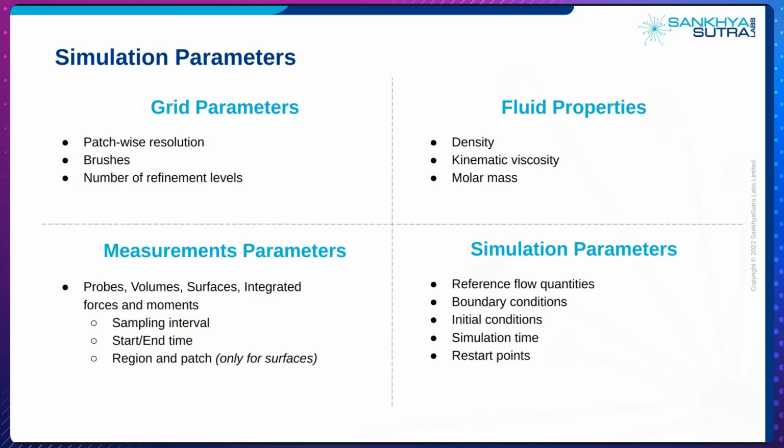And then come the global simulation parameters, which are the kind of quantities that the user wants to monitor during the simulation, such as forces and macro quantities such as density, velocity at specific points. The user also has to set the boundary conditions at all patches of the STL, the initial conditions for the domain, and the total simulation time that the user wants the simulation to be run for.